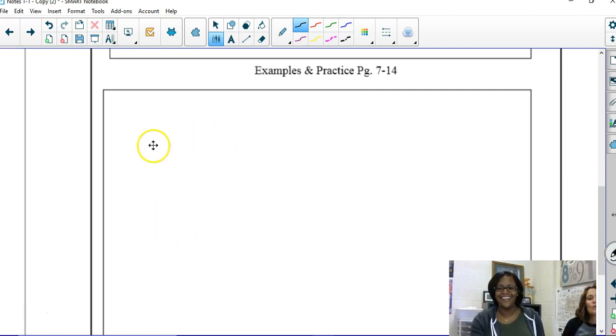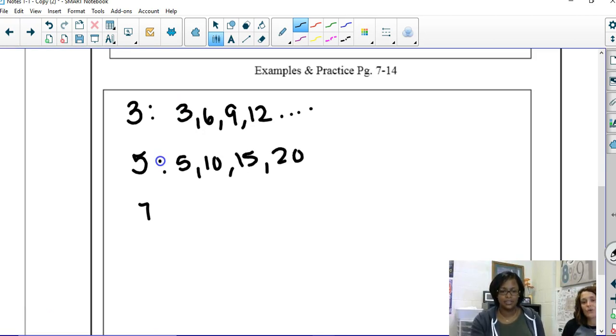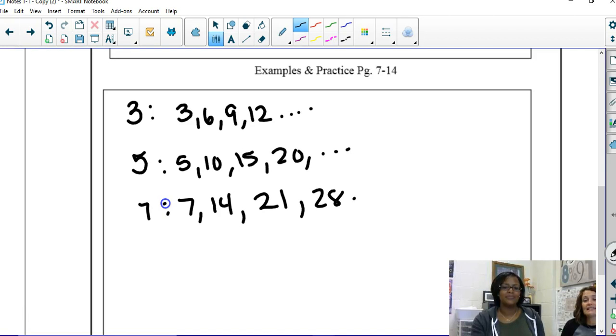Okay, so when I say make a list, think about if you had these 3 numbers. If we had a 3 and a 5 and a 7, you're going to find the least common multiple of all those. You could start skip counting and go 3 and 6 and 9 and 12, and 5 and 10 and 15 and 20, and then 7 and 14 and 21 and 28. But that's going to take a very long time.